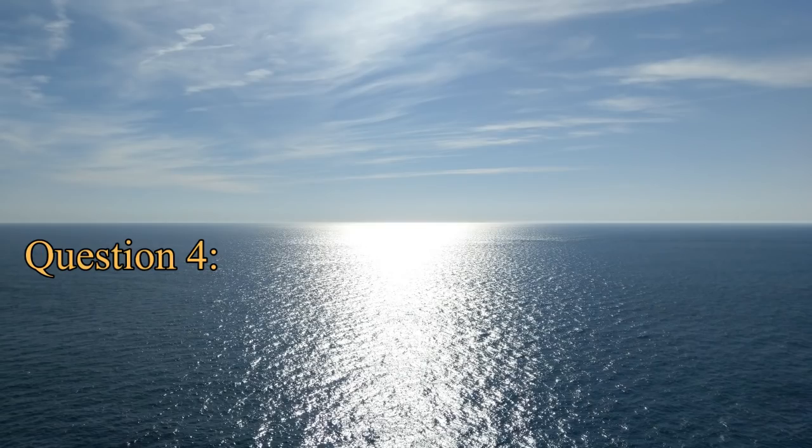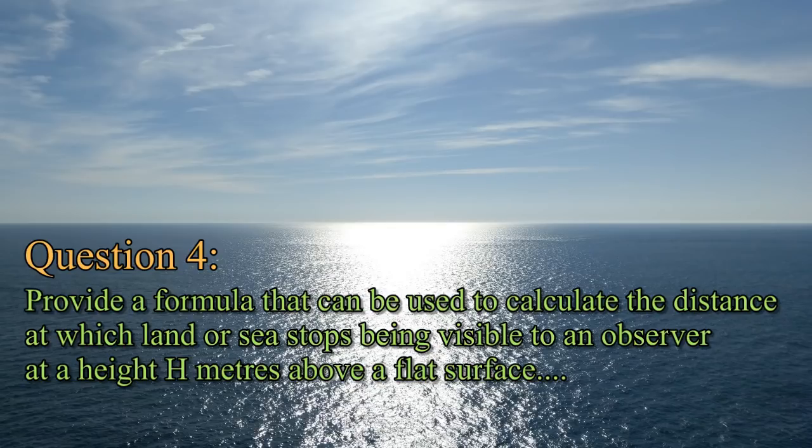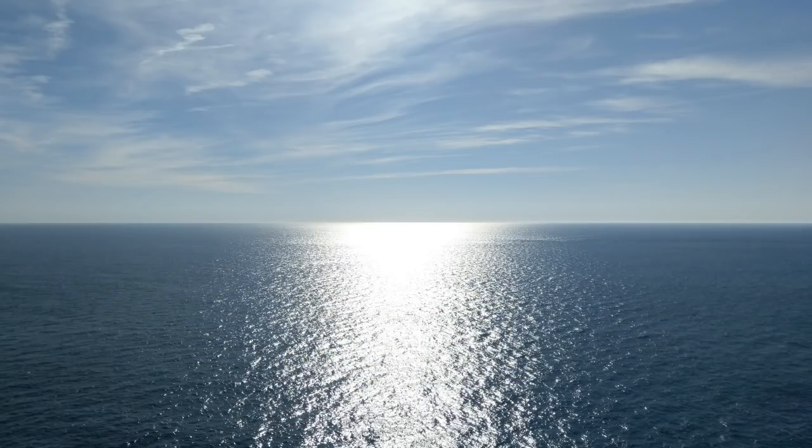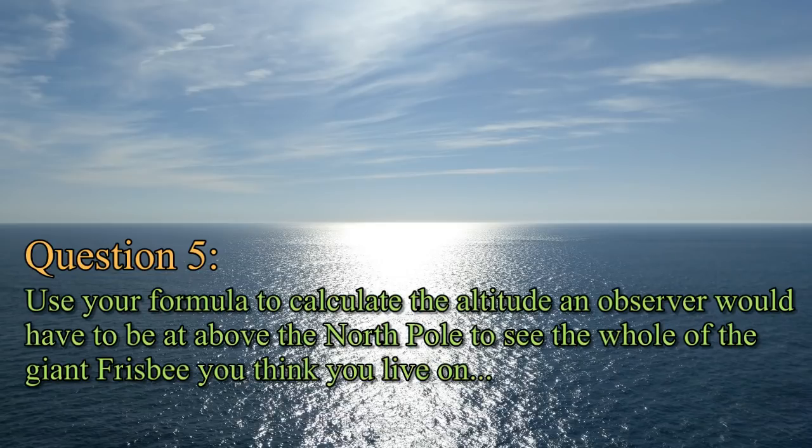Question 4. Provide a formula that can be used to calculate the distance at which the land or sea stops being visible to an observer at a height h meters above a flat surface. Question 5. Use your formula to calculate the altitude an observer would have to be at above the North Pole to see the whole of the giant frisbee that you cognitively stunted lunatics think you live on.